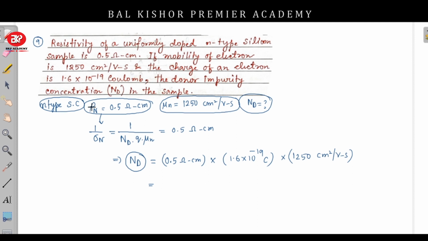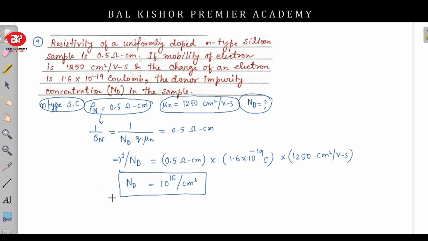Here rho n was written as 1 by sigma n. I made a small mistake here by writing in a hurry: this is 1 by Nd, so the Nd value will be the reciprocal of this. After calculating this, it will come to 10 to the power 16 per centimeter cube. So this will be the value of Nd. Now let us move to the next numerical.